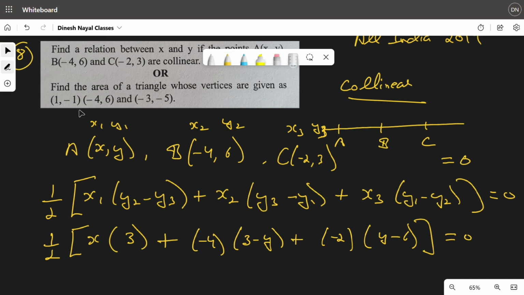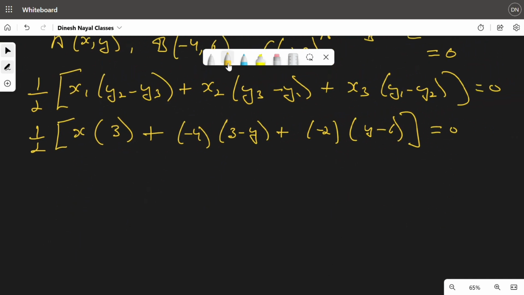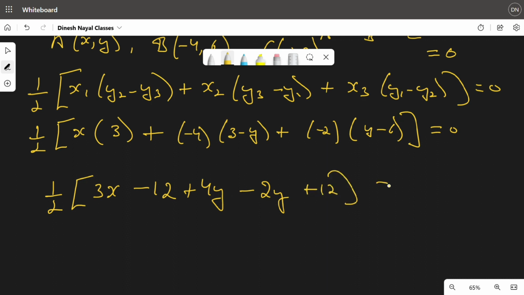Now we have to solve this to get the relationship between x and y. Okay. So this is 1 by 2. So this will be 3x. Solving this, minus 4 into 3 is minus 12. And then minus 4 into minus y will be plus 4y. And this is minus 2 into y will be minus 2y. And then minus 2 into minus 6 is plus 12. Okay, this should be equal to 0.